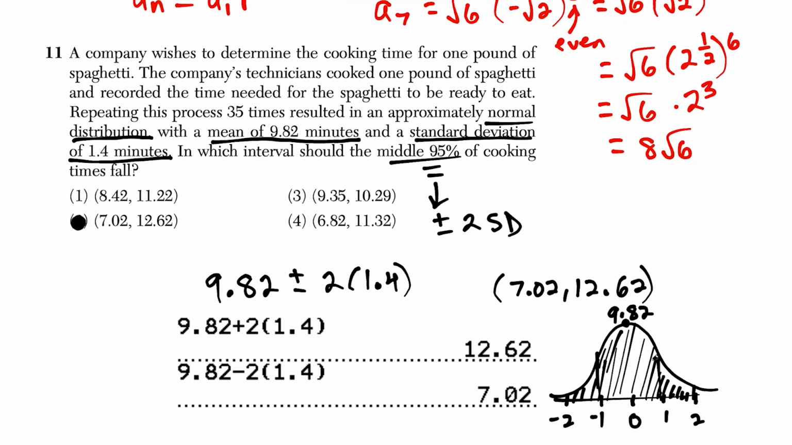So we're going forward 1.4 twice, and that would bring us here to 12.62. And then if we go backwards 2 standard deviations, that puts us here at 7.02. So this is just a visual representation that highlights what's going on in this question. But for this question here, we're going to get choice 2 is our answer.